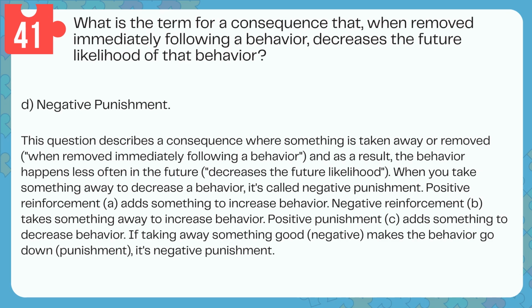Positive reinforcement: A. Add something to increase behavior. Negative reinforcement: B. Take something away to increase behavior. Positive punishment: C. Add something to decrease behavior. If taking away something good, negative, makes the behavior go down, punishment, it's negative punishment.